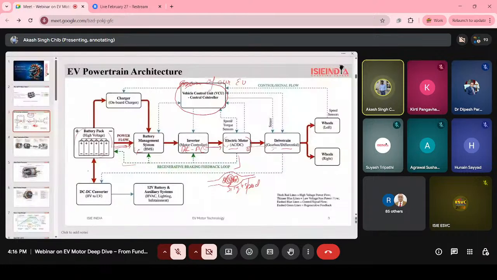Then comes the DC-DC converter. It is also an important component. Does anyone know what is the function of the DC-DC converter? You can unmute yourself, whoever wants to give the answer, or you can type in the chat box also.